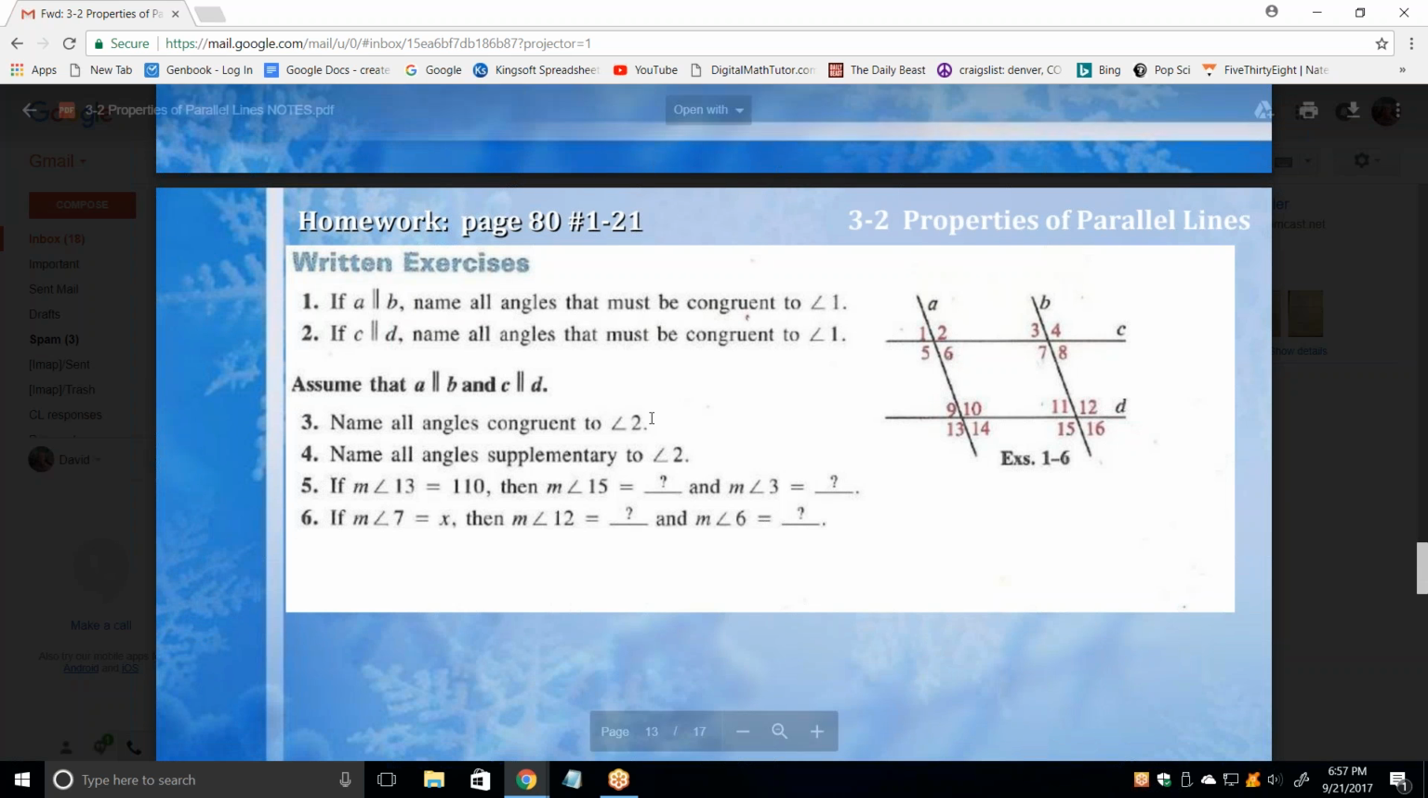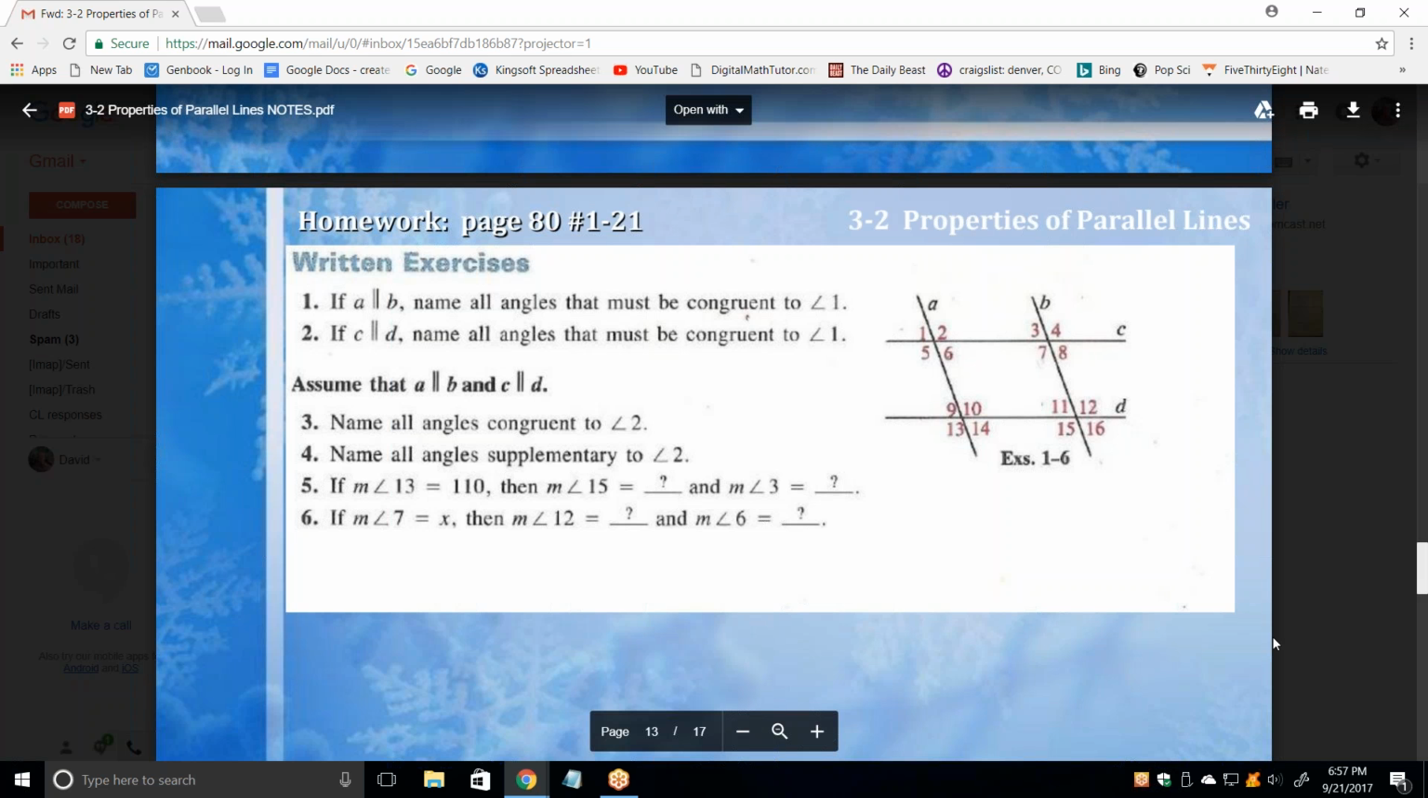Name all angles that are congruent to 2. All lines are parallel. In other words, A is parallel to B and C is parallel to D. So name all angles that are the same as 2. Let's go in numerical order, so don't forget any. Okay, so 4, 5, 7. 2, 4. Yeah, you're right. 4, 5, 7. Keep going. 10, 12, 13, 15. Yep.